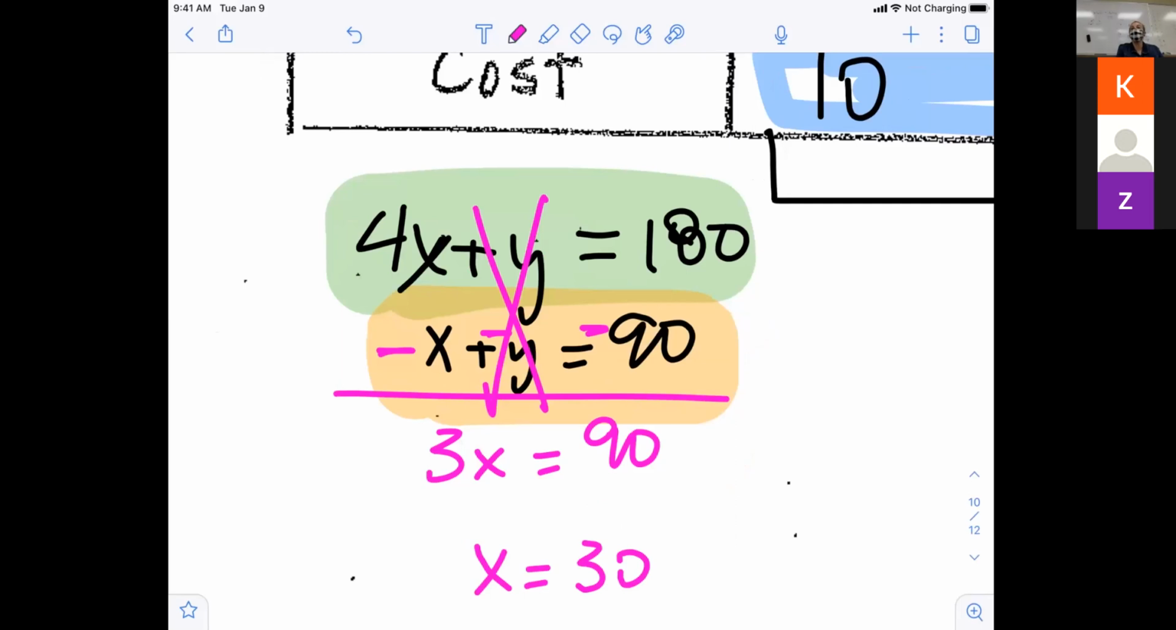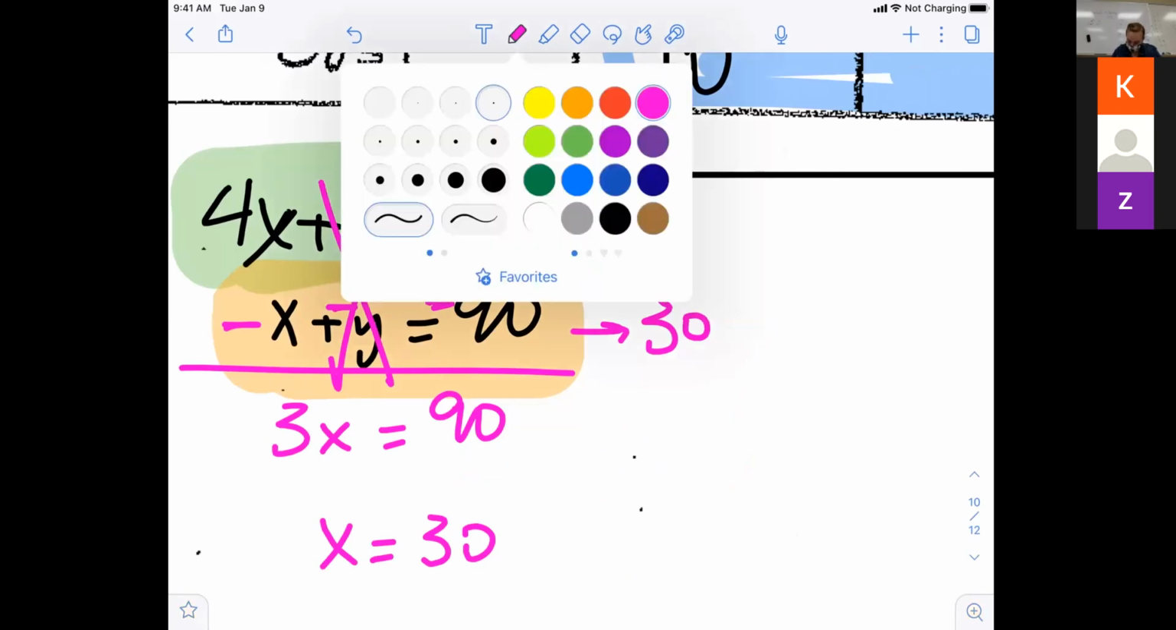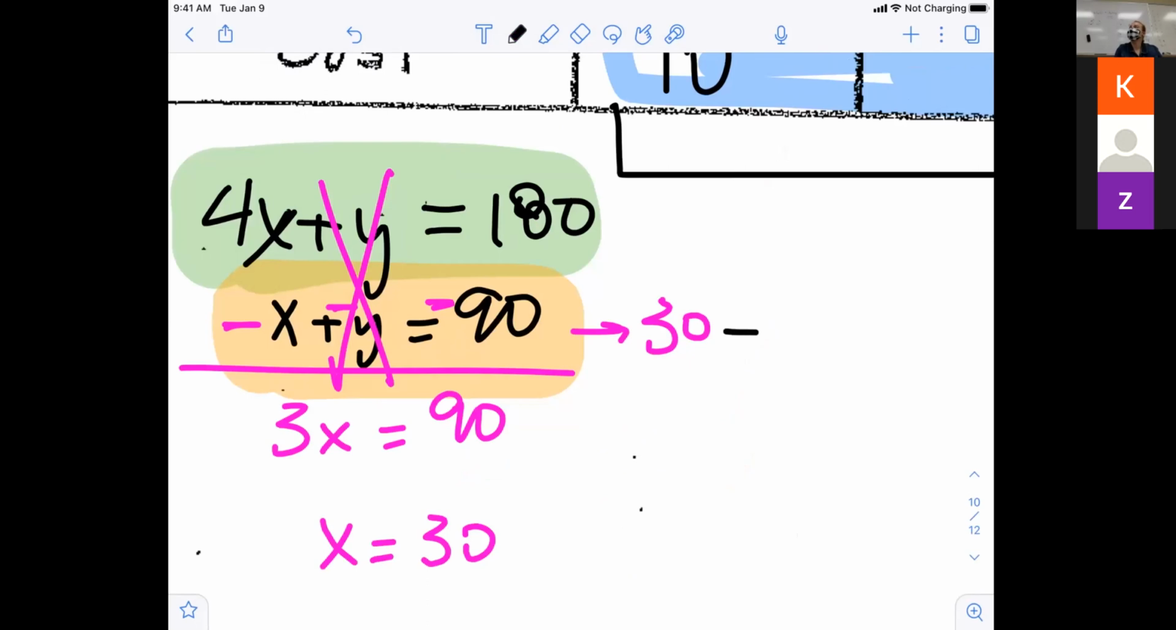So again, we're just checking our work. You will not have to do this again unless you don't have nice, pretty clean points. But I'm just giving you the knowledge in case you don't have this. Then I take 30 and I plug it into either equation. I'm going to plug it into the first one. So I'm going to say 30 plus y equals 90. And I'm going to subtract 30 from both sides.